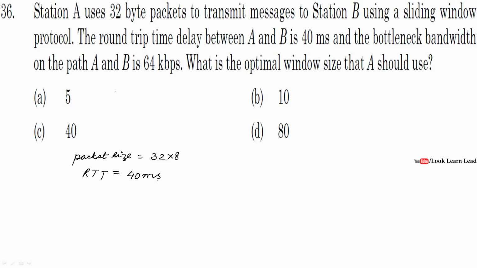What is the optimal window size that A should use? The optimal window size is the window size for which throughput is maximum. So maximum throughput is the bandwidth. Maximum throughput is bandwidth, 64 kbps, because it is the bandwidth of the path.